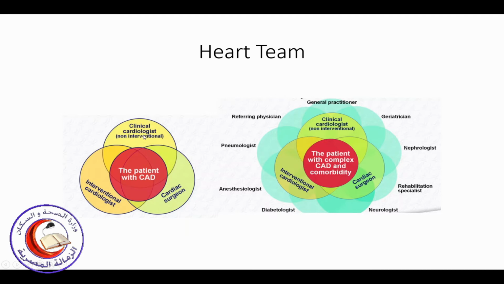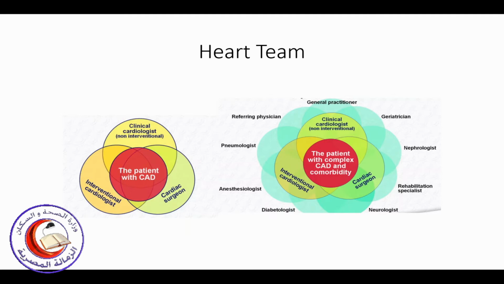And it might be expanded if the patient is diabetic, if the patient has a problem with anesthesia, if he is COPD, and then you can add also a pneumologist. You can ask a geriatrician if the patient is extremely old, if he has CKD, a nephrologist. So the heart team is not just the interventional cardiologist and the cardiac surgeon, it might expand to a lot of different specialties. And when we discuss PCI versus CABG, we have to assess the surgical risk.